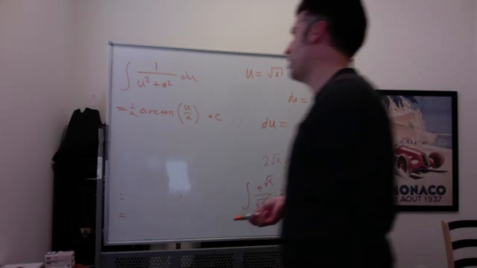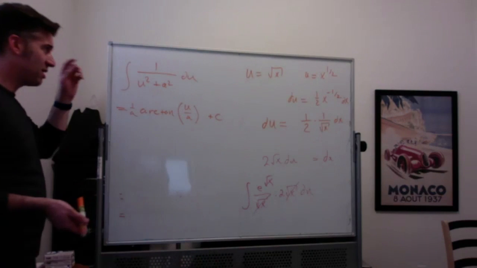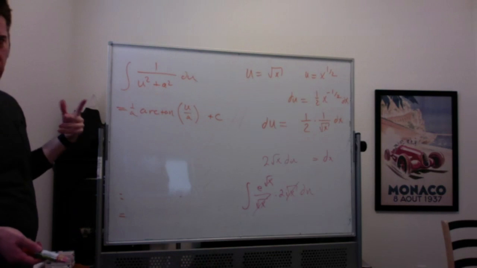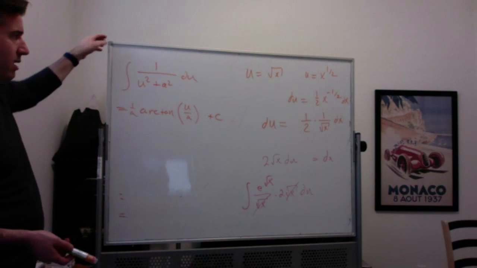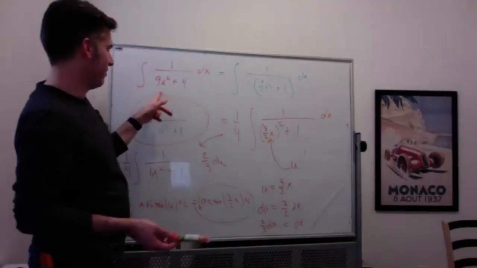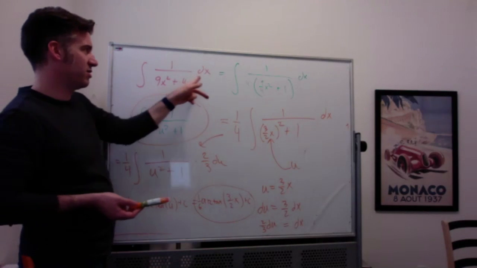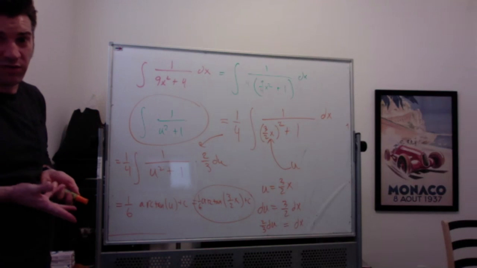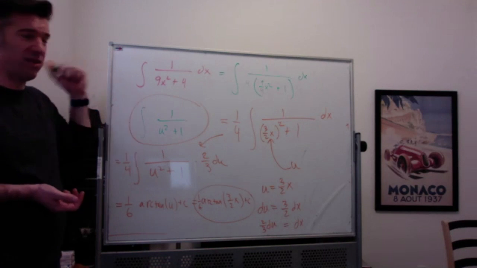So yeah, the problem is you kind of have to make your integral look like u squared plus a squared before you can apply the formula. And right here, if I let u equal 3x, I have to make sure I change my dx to du. So if that's the formula you've got, you kind of have to do this u substitution.